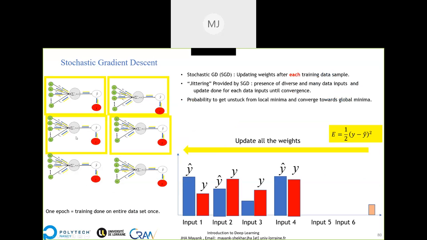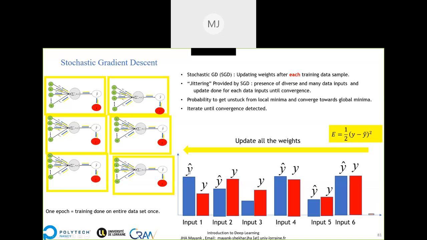We do the same with input 3, and then input 4. Here the loss is going down, but we can have a large loss also, which is what stochasticity is. Then finally we do this with the 5th and 6th data, and each time we propagate back the loss and change the weights. And finally, when we have done this with all the data, we say we have done one epoch of training.